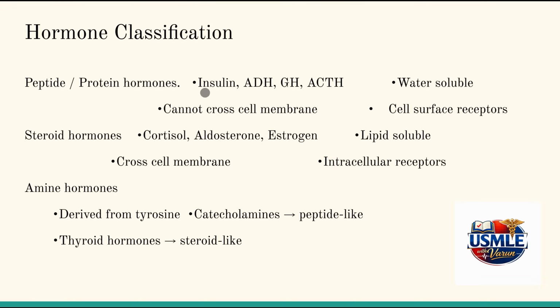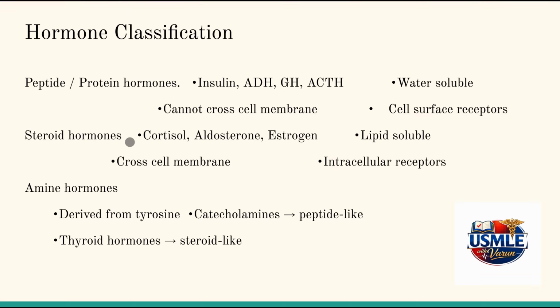Hormones are classified based on their chemical structure, and this classification predicts how they behave. So they could be peptide hormones, steroid hormones, and amine hormones. Protein and peptide hormones, such as insulin, ADH, growth hormone, and ACTH, are all water soluble. These water soluble hormones cannot cross the cell membrane and therefore act through cell surface receptors.